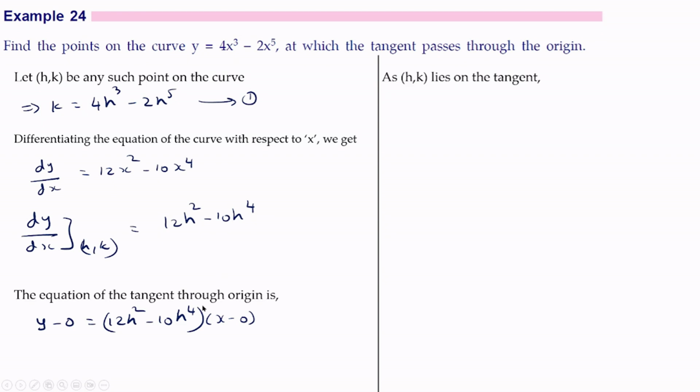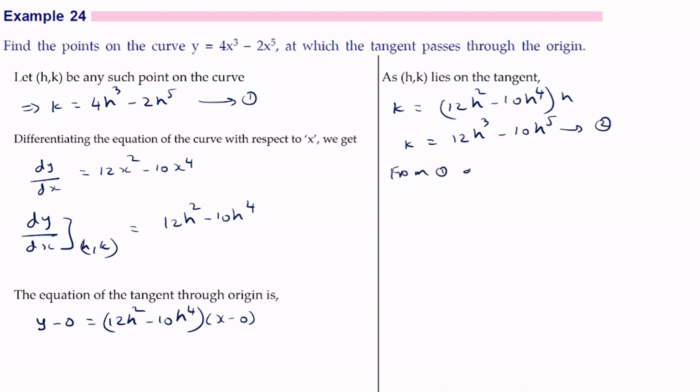Again, since the tangent passes through the point (h, k), here we can put y as k and x as h. As (h, k) lies on the tangent, we have k = (12h² - 10h⁴)·h, or we get k as 12h³ - 10h⁵. Let us take this as 2. From 1 and 2, the left hand sides are equal, so we can equate the right hand sides. 4h³ - 2h⁵ = 12h³ - 10h⁵.